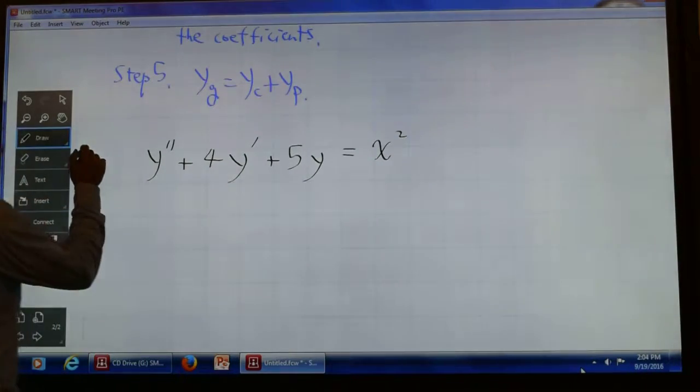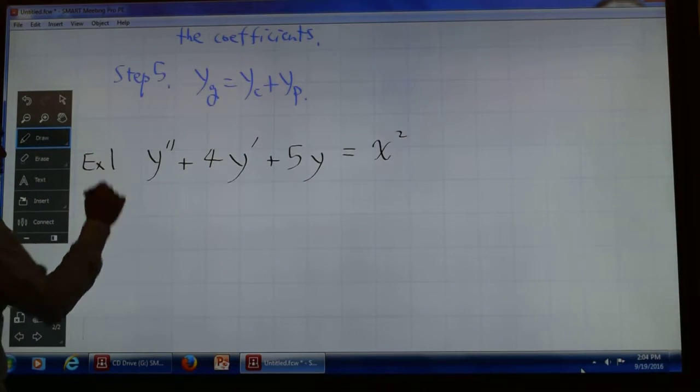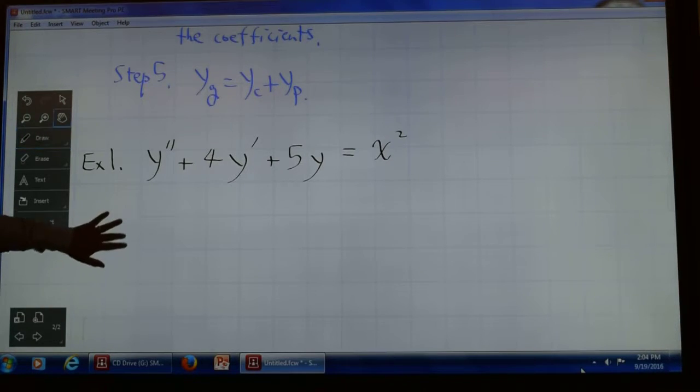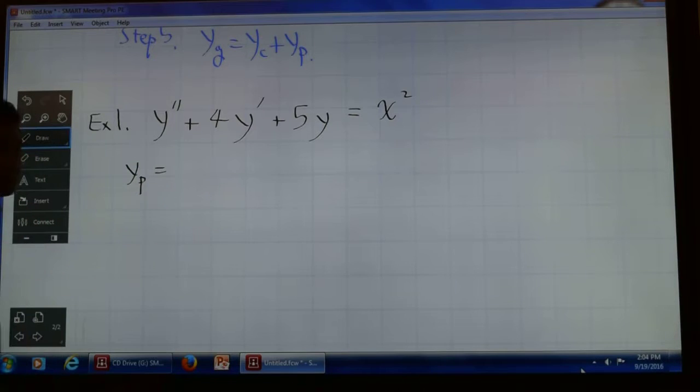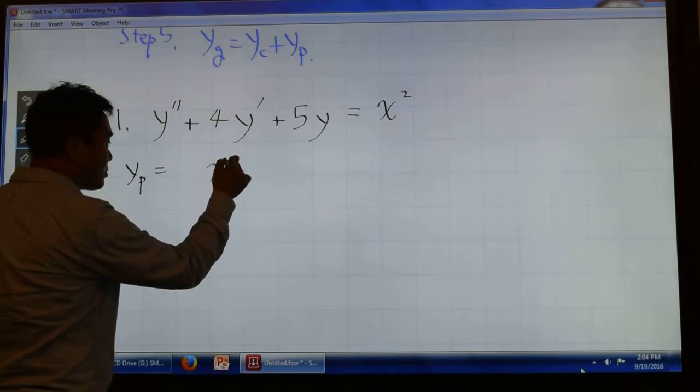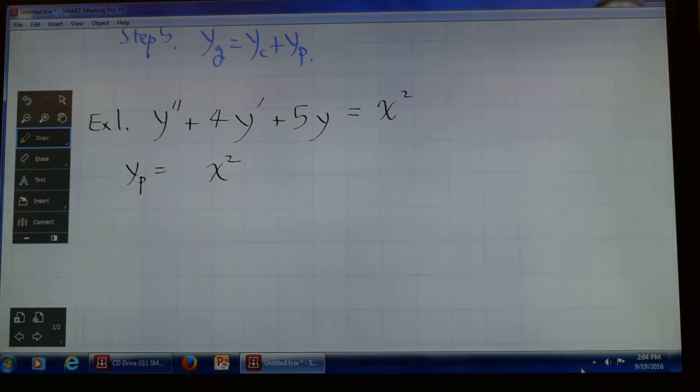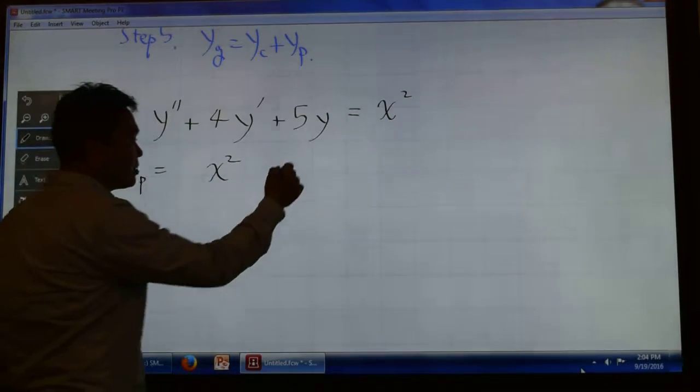Let me put example numbers from now on. Example 1. Let's say we want to solve this. What should your yp be? First, I see x squared on the right side. So what do you put? x squared. You put whatever appears. And if you differentiate x squared, you get 2x. So you want to put the x there.